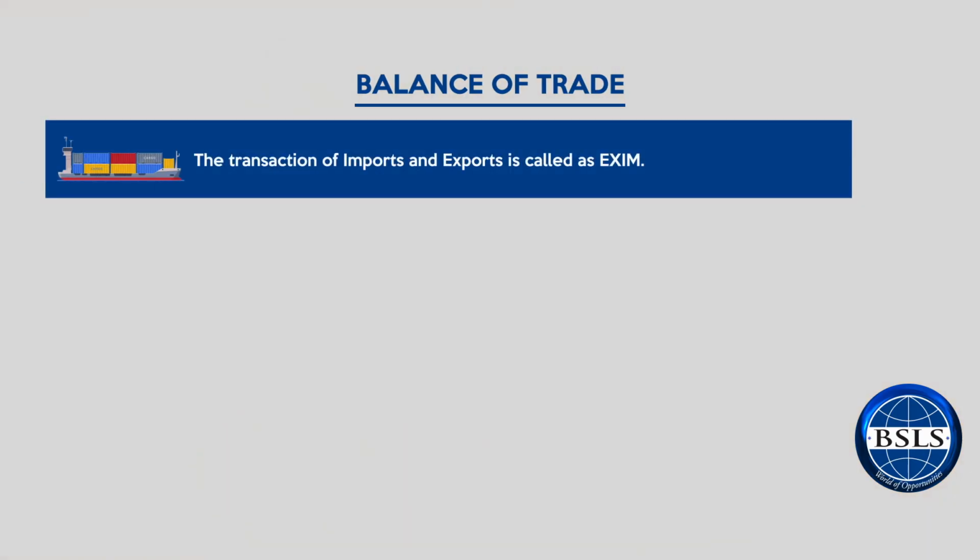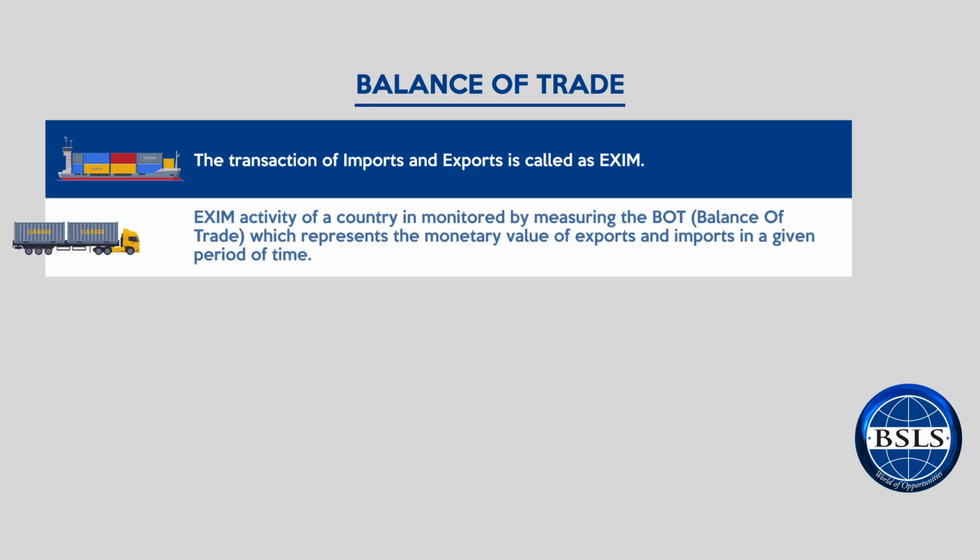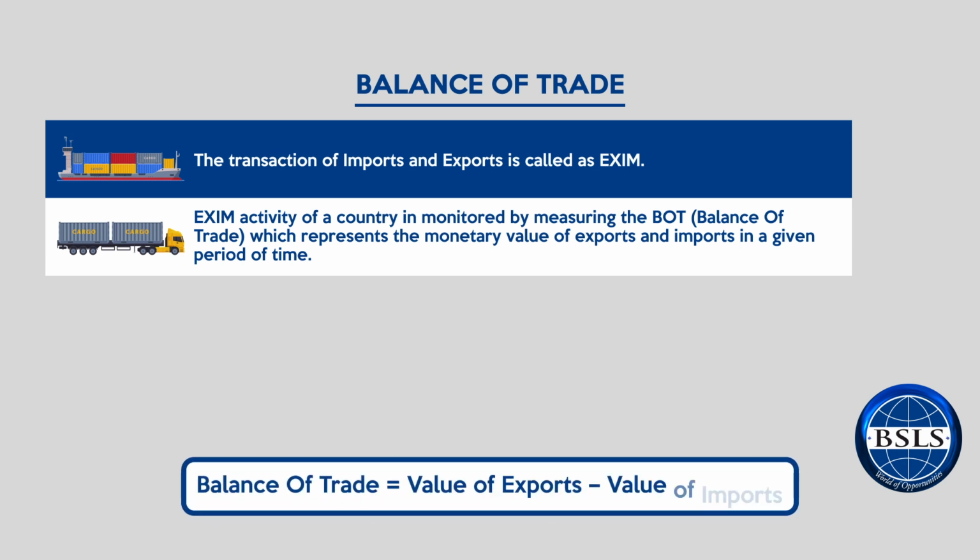Over the years, factors such as globalization, industrialization, multinational companies and increased outsourcing activities have contributed to the increase in the scope of global trade. This transaction between the imports and exports is referred to as EXIM. The EXIM activity of a country is measured using the balance of trade.